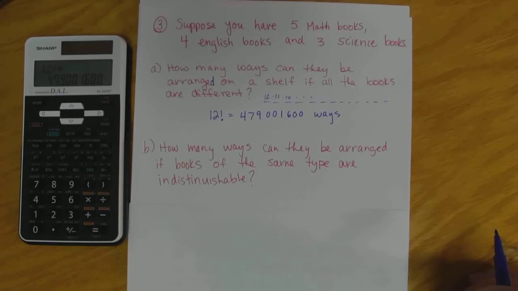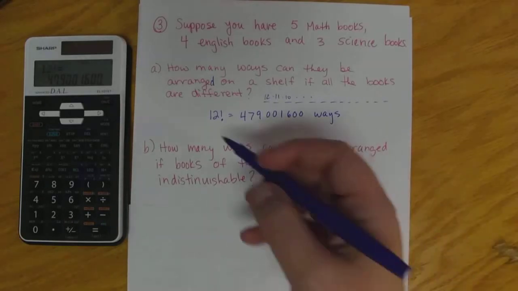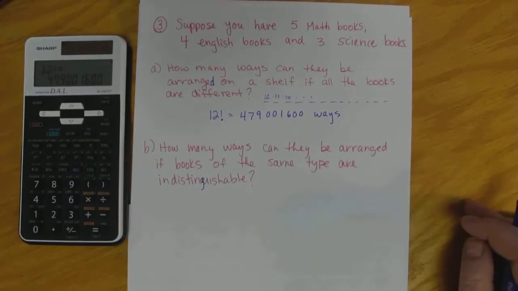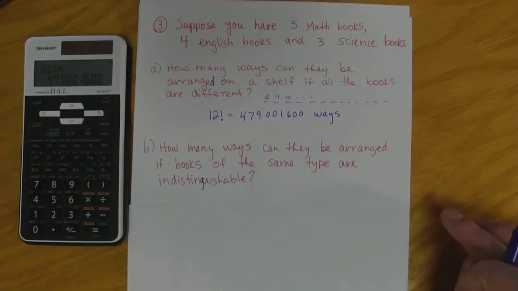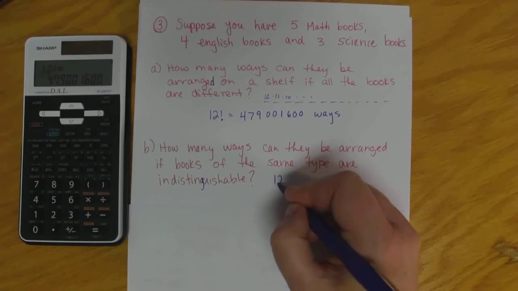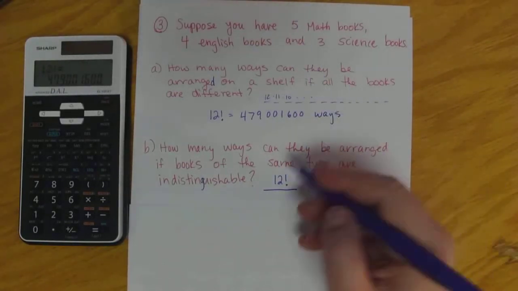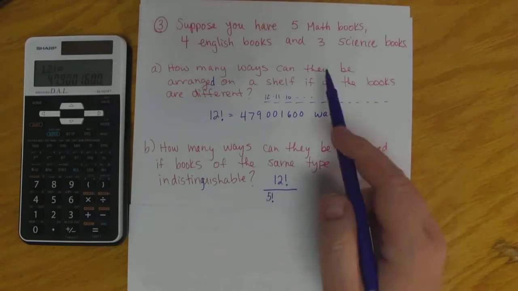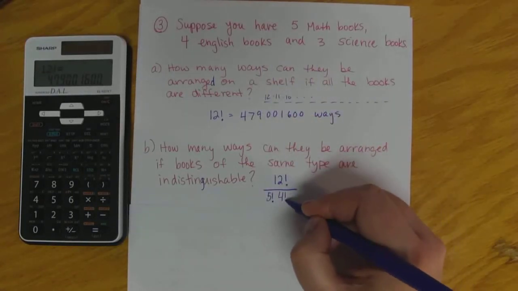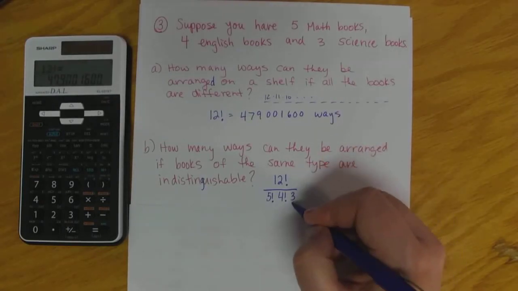Okay, and the next one says, how many ways can they be arranged if books of the same type are indistinguishable? So now we're saying that the math books are all the same. Instead of 5 different math books, we've got 5 all the same math books. So instead of 12 factorial, we divide by the ones that are the same. For math, it was 5, so 5 factorial. English was 4, and science was 3.